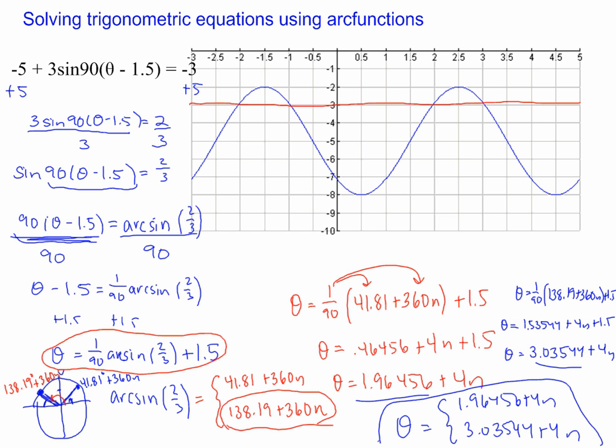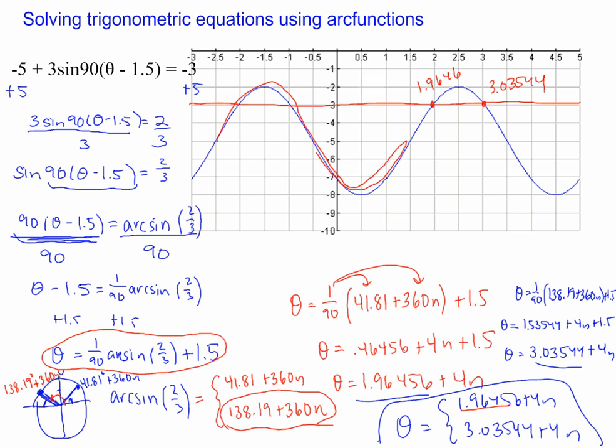If I let n equal 0, my two angles are 1.9646, which looks like this, and 3.0355, which looks like this one. And then it says that every 4 units, I get that repeated. Looking at this graph, where does 4 come from? 4 is the period of this graph.